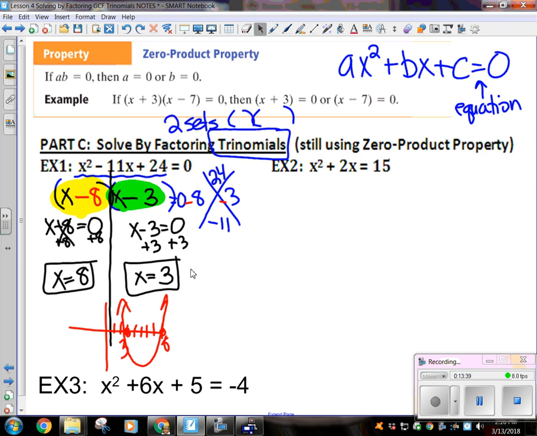What's wrong with example 2? Oh, it doesn't equal 0. It does not equal 0. So 15 needs to move. How do I get rid of 15 on that side and move it over here?